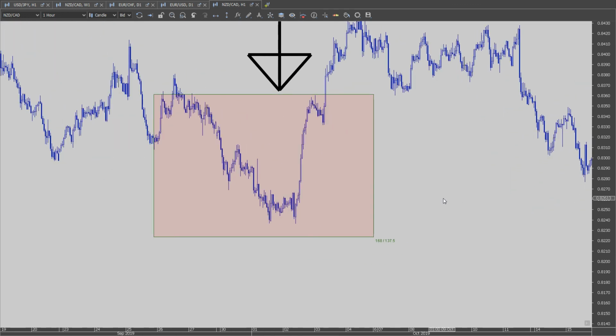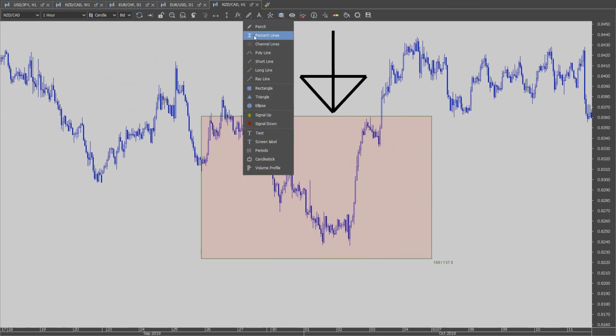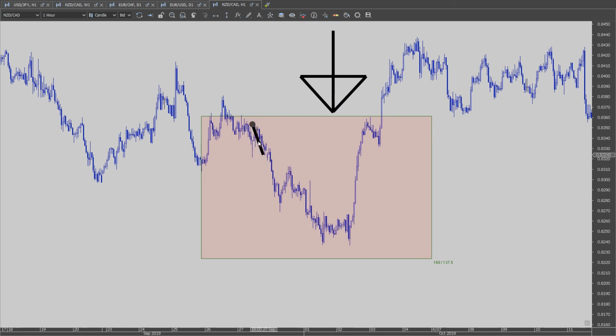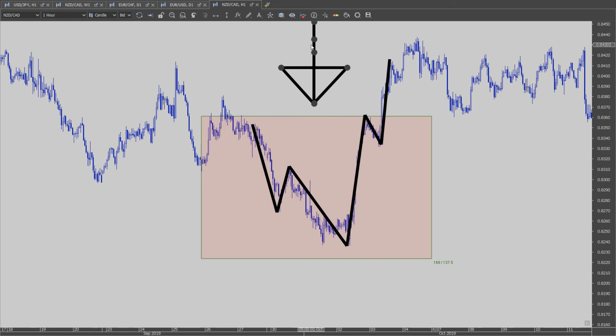See everybody? This is the crown reversal. Just an example: left tip, center tip, right tip, crown. See everybody?